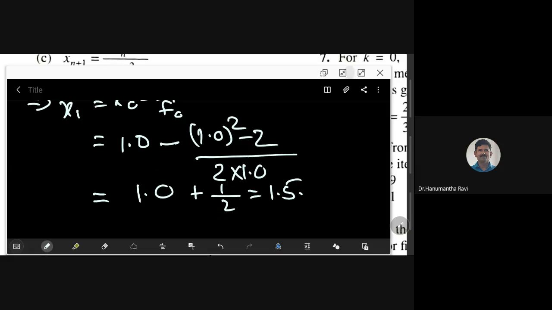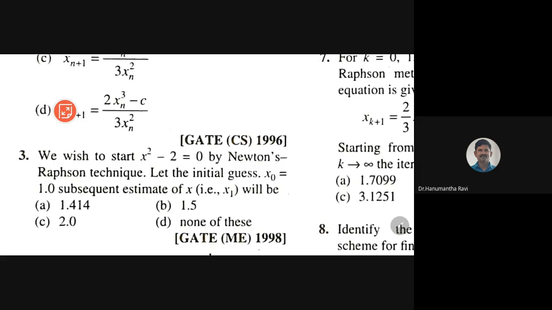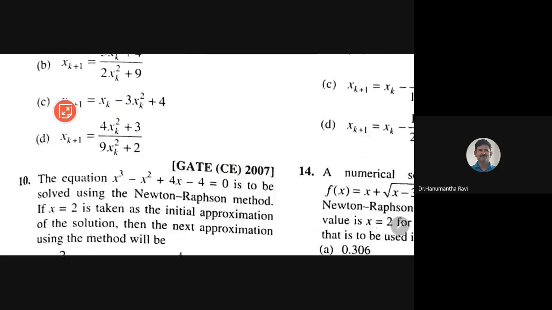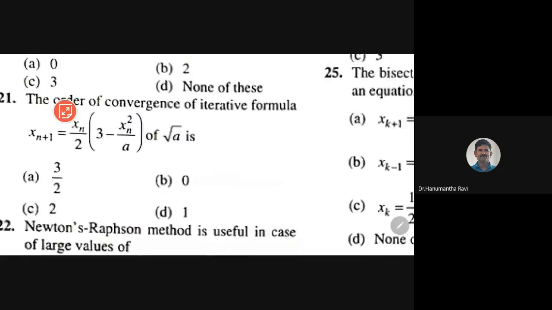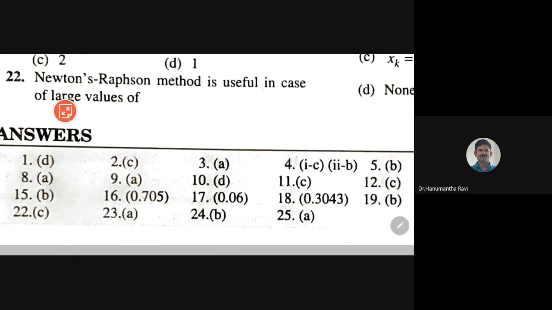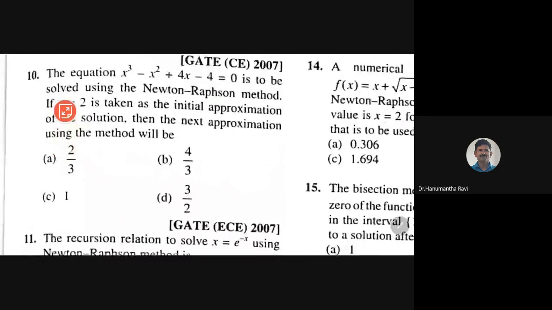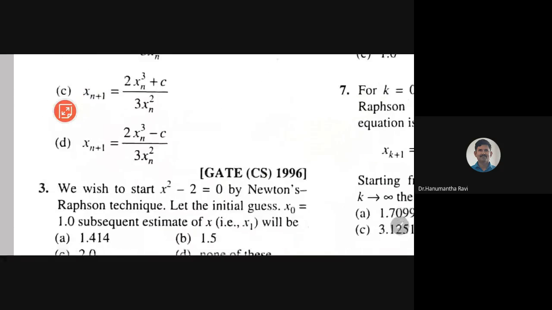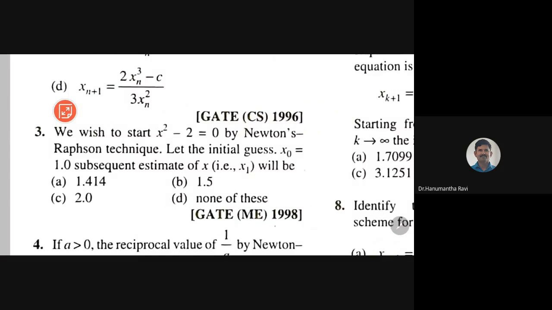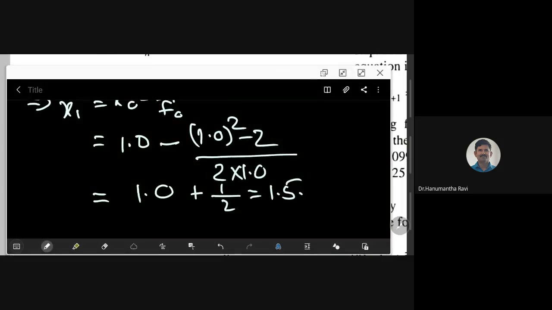So have we got the answer 1.5? Yes, that is B. For the third question, the answer is B. They are saying there may be an error here, but this is right. This 1.5 is correct.